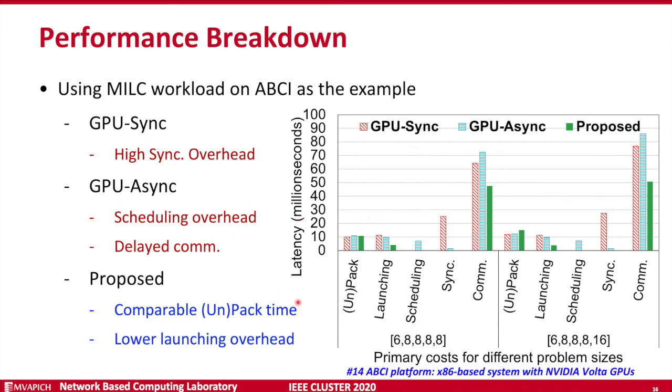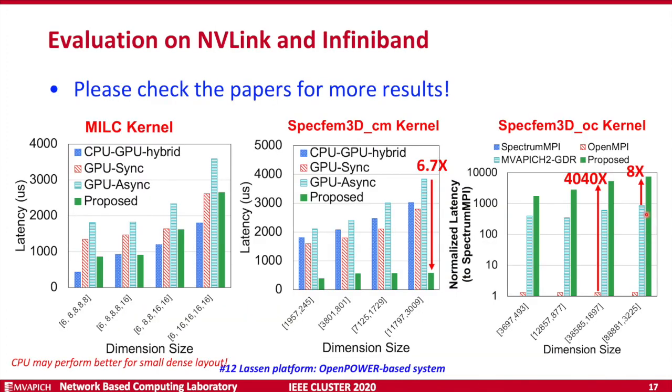With the proposed design, the first thing is you have comparable packing and unpacking time, maybe slightly higher sometimes because you have to do the partitioning, but it significantly reduces the launching overhead, and you have lower communication time. This also translates to the different workloads on the NVLink and InfiniBand systems, multi-node, with multiple send-receives. For the MILC kernel and Spectrum MPI, we see a significant speedup, also compared to other MPI libraries. We have very significant speedup.